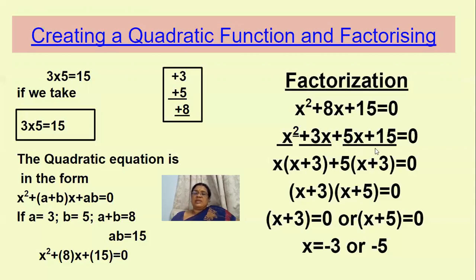So I have separated 8x like 3x plus 5x and have grouped two terms in the second step. So here I have taken x out as common. So what remains inside? x plus 3. The same bracket repeats again here. So the third term coefficient will come and be placed here. So x plus 3, both are common. You take this bracket outside. The remaining part is x plus 5.